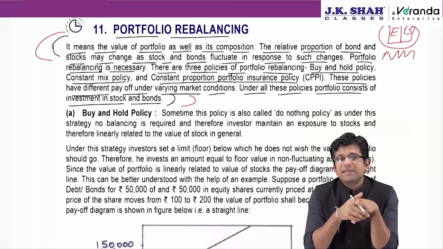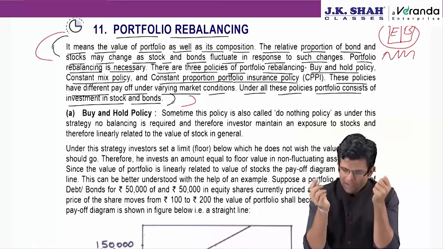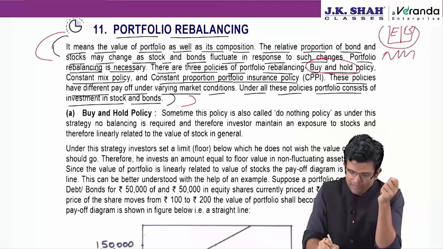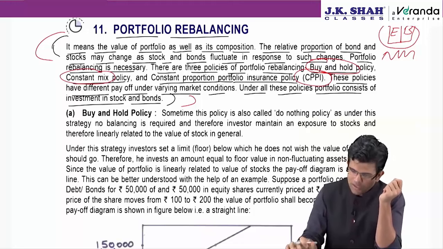And to do that, they are saying that there are three policies available, or three methods available. The first method is buy and hold policy, the second one is constant mix, and the third one is CPPI, okay? So let's now try understanding each one of them.